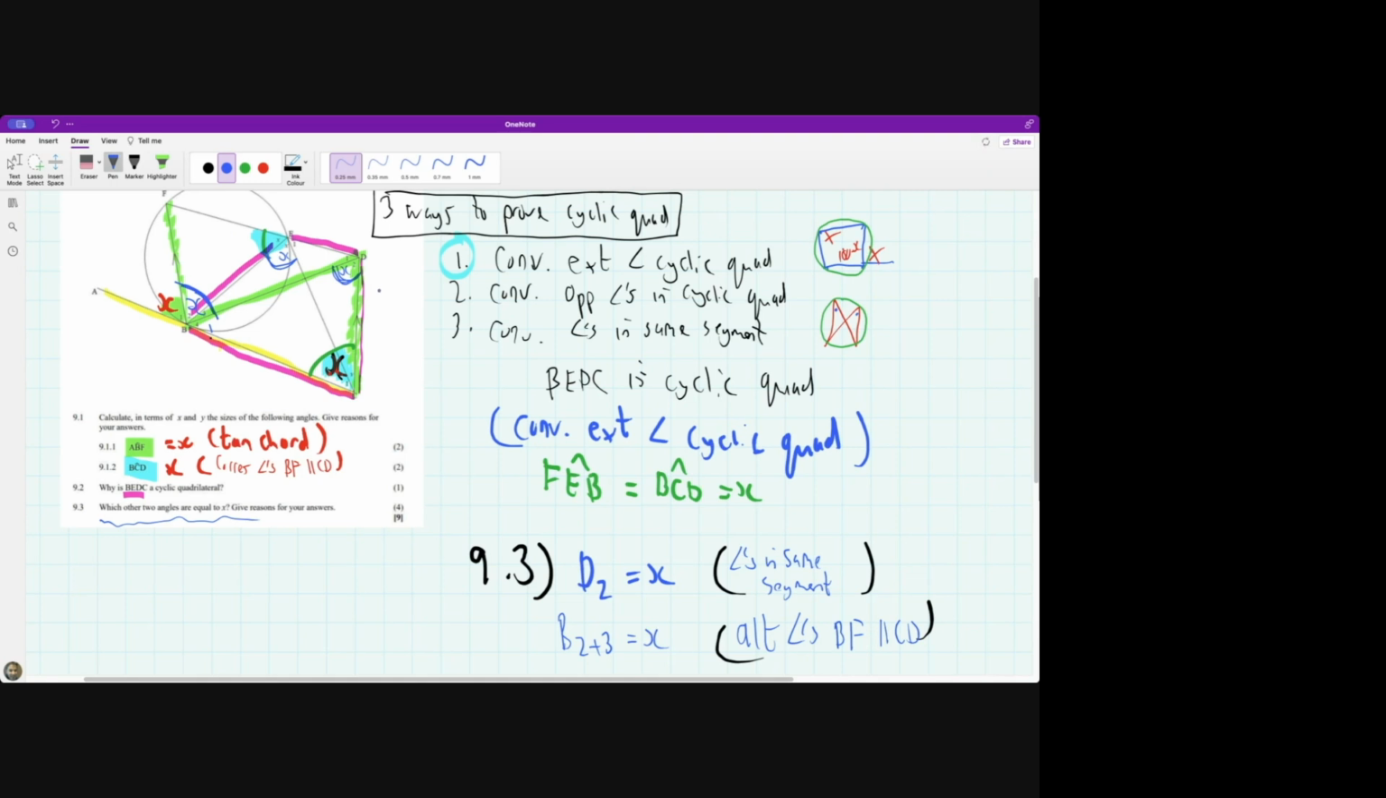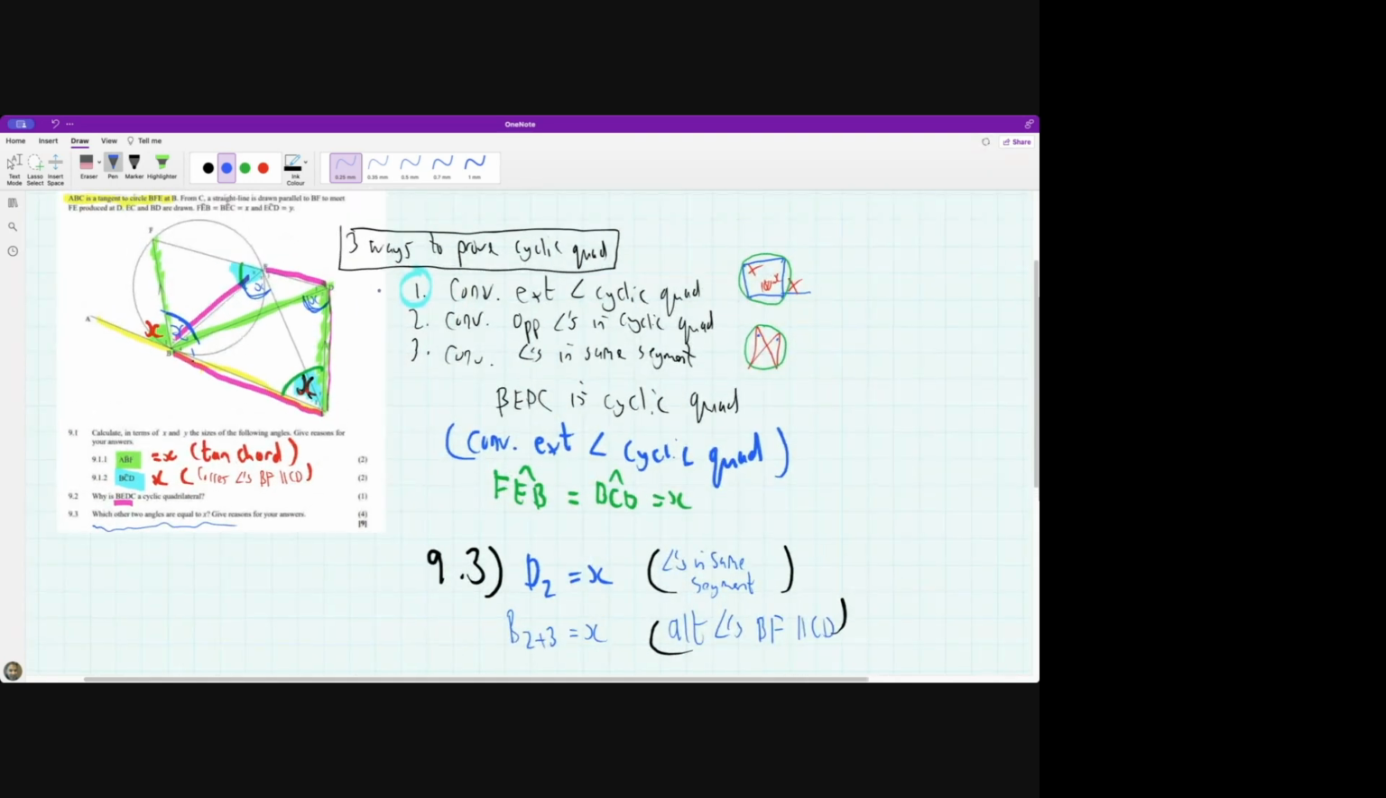That was quite a tough question. So if you've never done circle geometry, or if it's not your favorite section, that might have been a bit tough, but it just shows you the process that we had to go through.